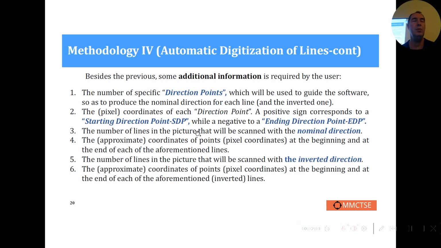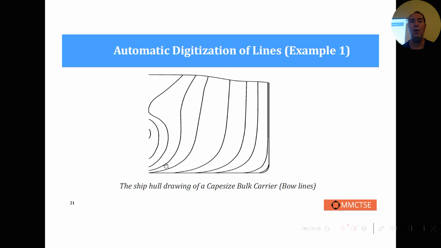And at the end, you end up with a cluster of points, not the original cluster of points, they are unique, and you can use them for reconstruction using splines, NURBS, Bezier curves, or whatever. So let's see a ship hull of a capsized bulk carrier. This is the bow lines in front of the ship.